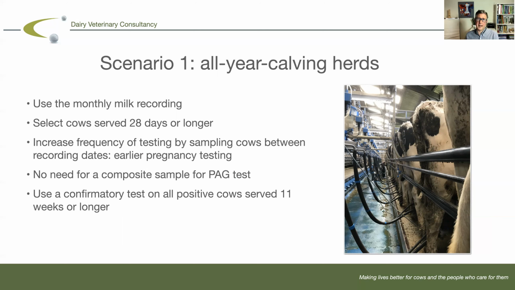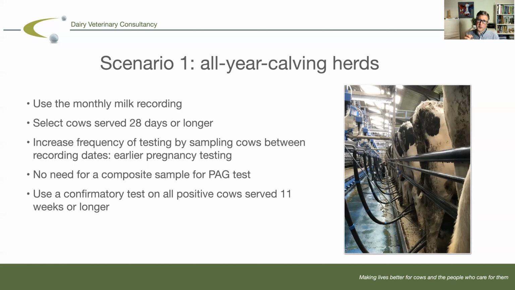be asking your milk recorder to do a pregnancy test on cows that were at least 28 days served. And if you're doing a milk recording every 30 days or so, it's going to be between day 28 and day 58, isn't it? That's the kind of window at which you'll be doing the majority of your pregnancy testing.